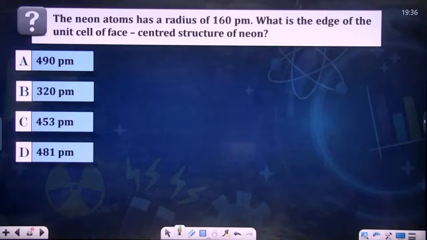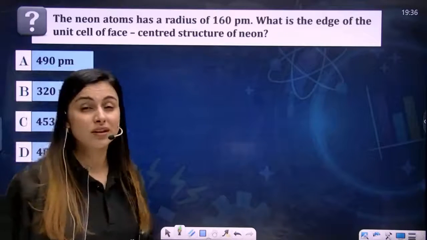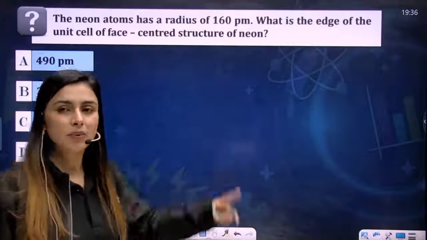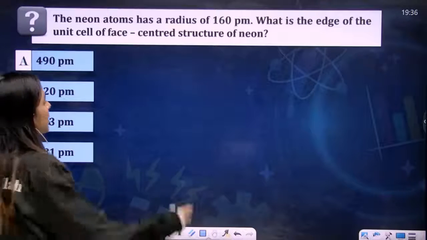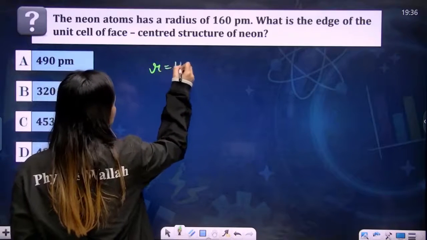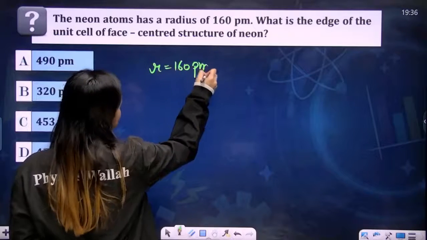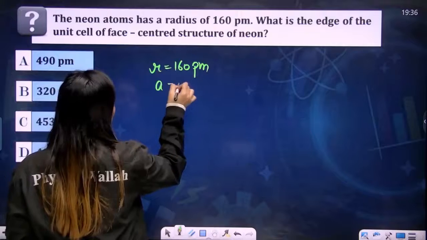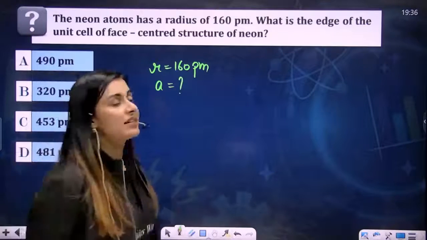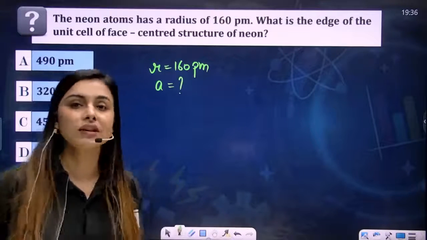The next question is on your screens. Try the question now. You can try this question on your own, exactly like the previous one. The question says that the neon atom has a radius of 160 picometer. So this time you are given the radius, which is 160 picometer. What is the edge of the unit cell? You have to tell a of the unit cell, and the unit cell is face-centered structure. So the structure is FCC.